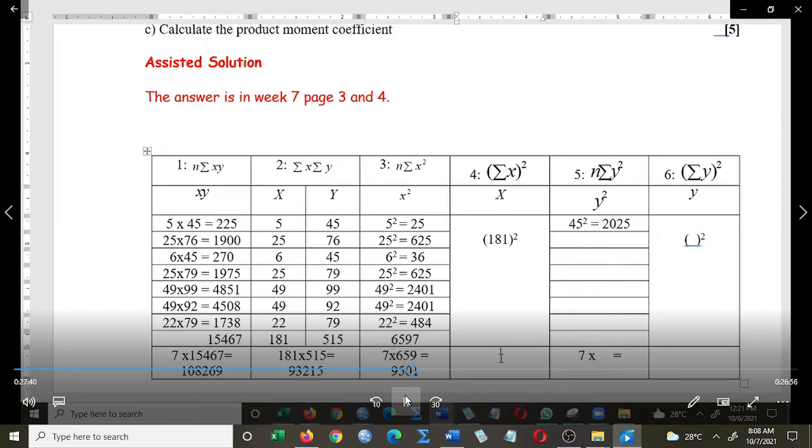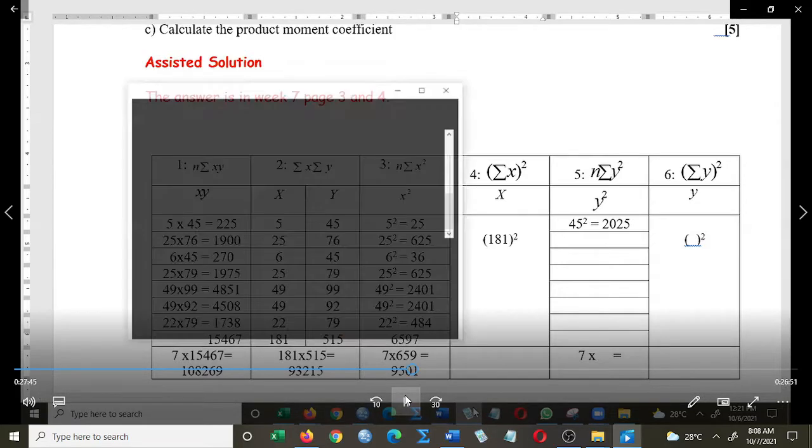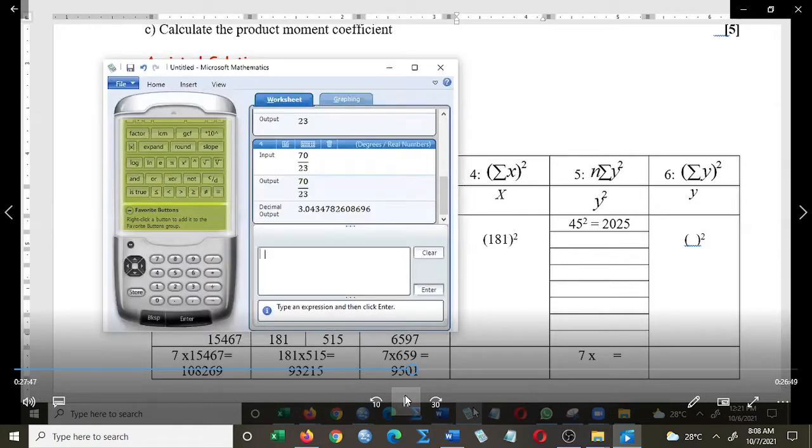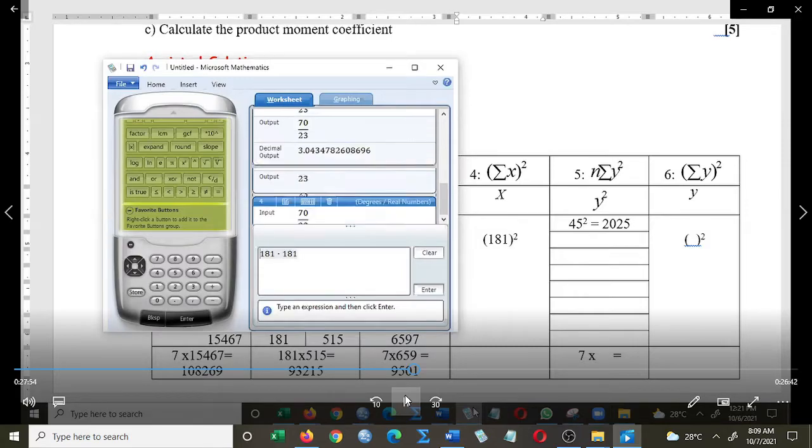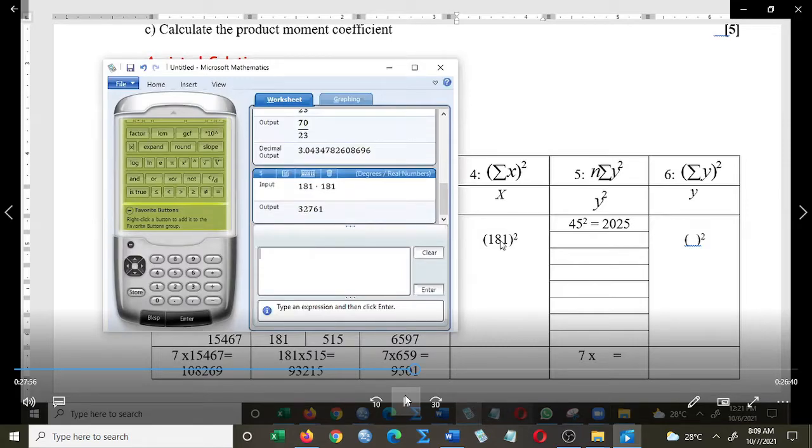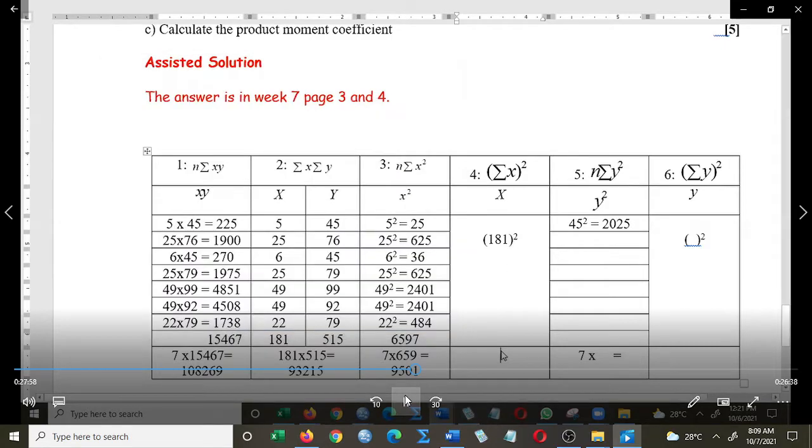Anybody? Hello? 32,761. Okay, so please note the difference. Here we have to square first and then sum. Here we sum and then we square.